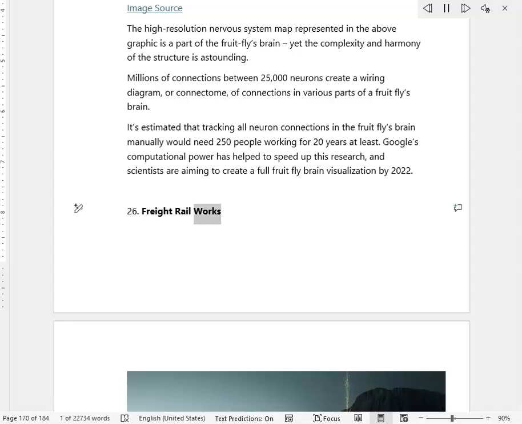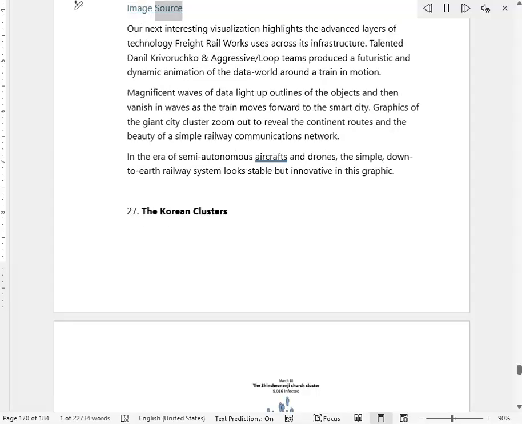26. Freight rail works. Image source. Our next interesting visualization highlights the advanced layers of technology freight rail works uses across its infrastructure. Talented Daniel Krivoruchko and aggressive/loop teams produced a futuristic and dynamic animation of the data world around a train in motion. Magnificent waves of data light up outlines of the objects and then vanish in waves as the train moves forward to the smart city.